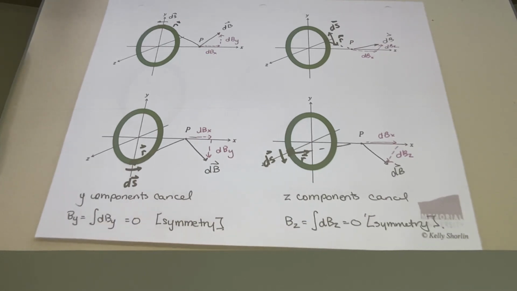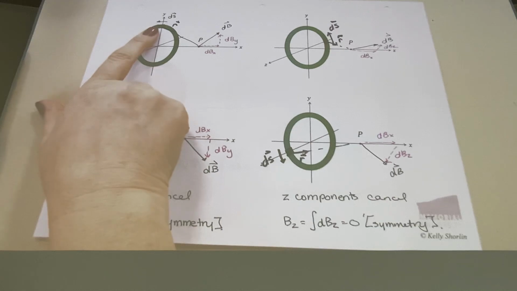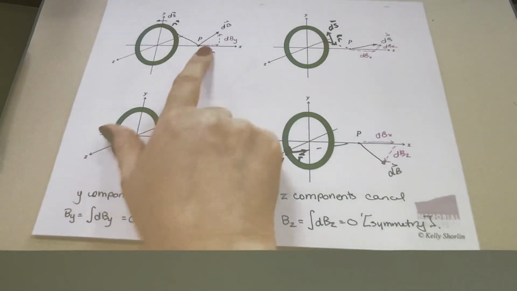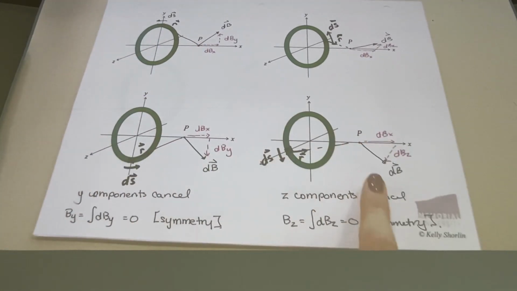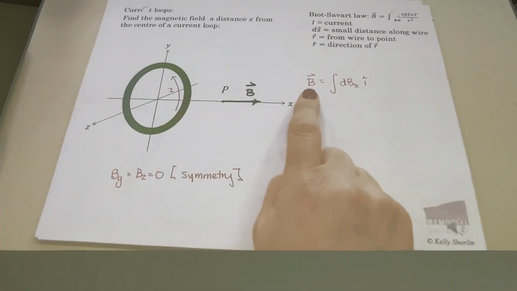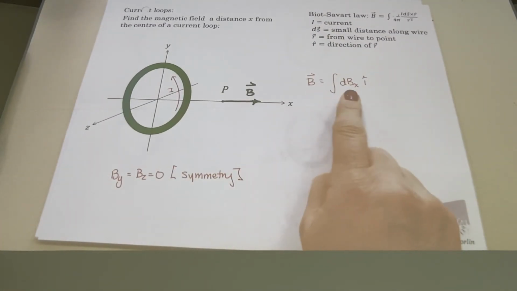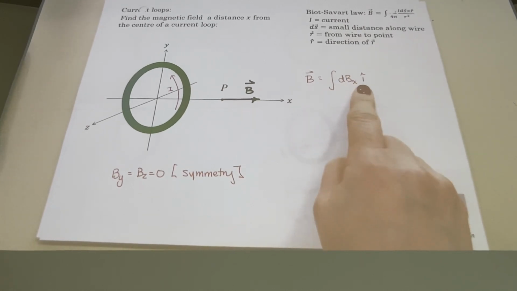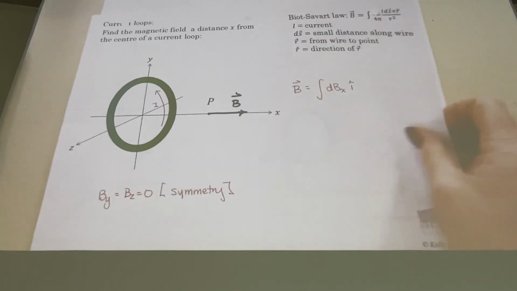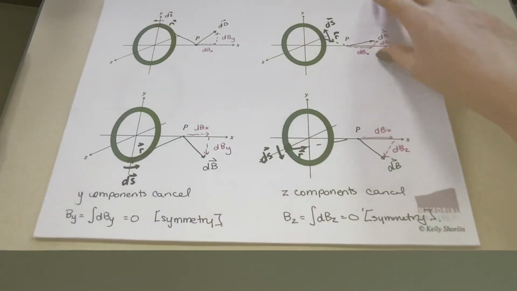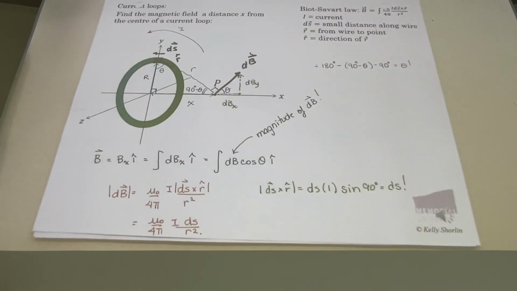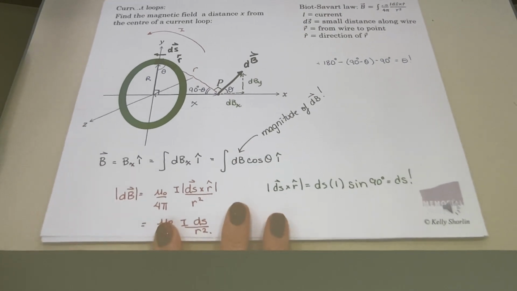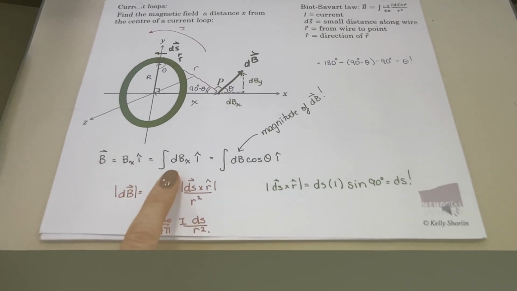And overall, we used the right-hand rule to look at the direction of the magnetic field made by each bit of wire. We saw that the Y components would all cancel, the Z components would all cancel, and we were left with just the X components. So if we want the net magnetic field, we have to add up all the X components, and our total magnetic field after we add them up is going to be in the X direction. So we got that much done on Monday, and then we started to get into the process of solving it.